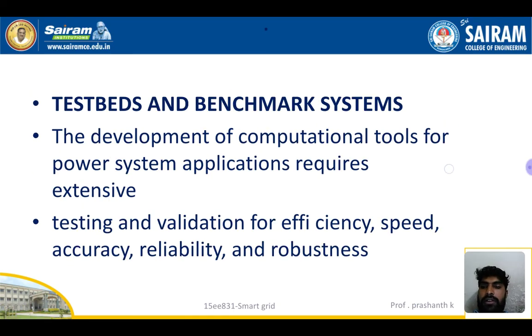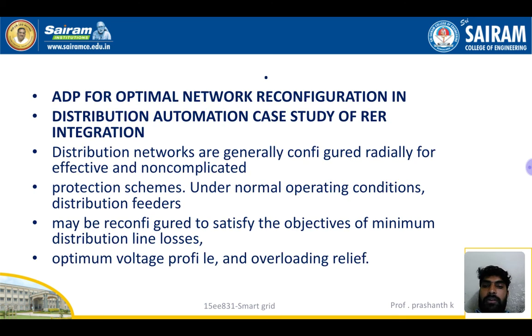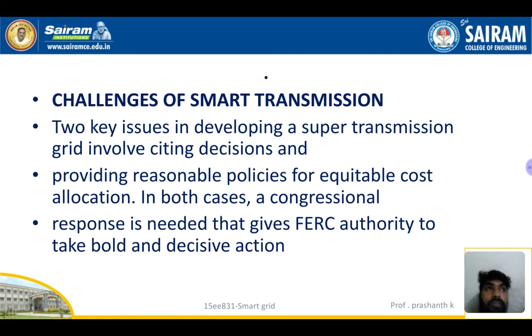Once again, we'll revise power system unit commitment, optimal network configuration, distribution automation, and the case study for RER integration. See, distribution automation is there. For example, if a power failure occurs in one pole-mounted substation, what happens? It automatically switches over to the other substation, I mean the other transformer or other line, so power goes directly to the consumer side without interrupting the consumer power supply.